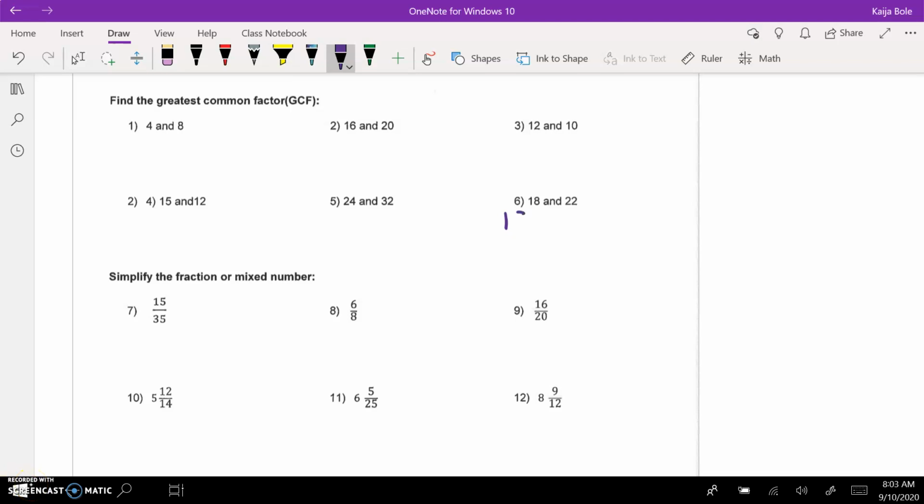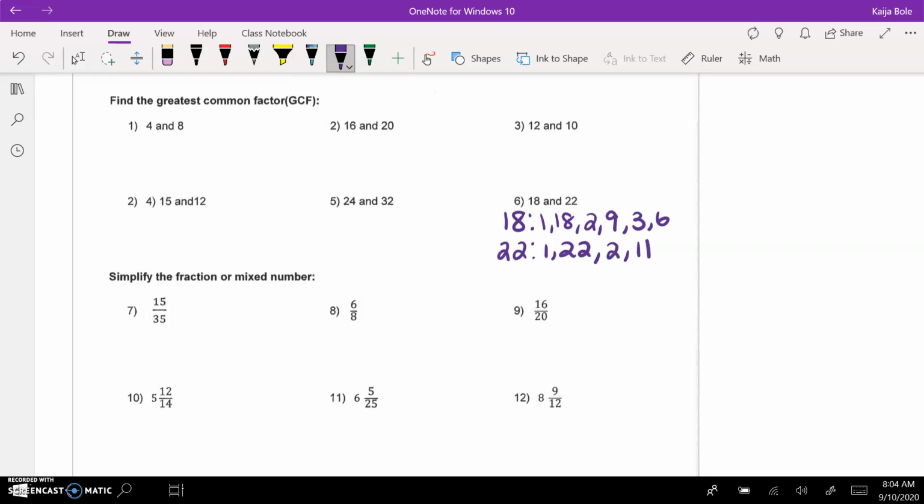So the factors of 18, if you list them out, so obviously 1 and 18, they go together. And then 2 and 9. And then 3 and 6. Okay, now if you have a multiplication table handy, that would be a good time to use it. 22 is a little obscure, so obviously 1 and 22, and then just 2 and 11.